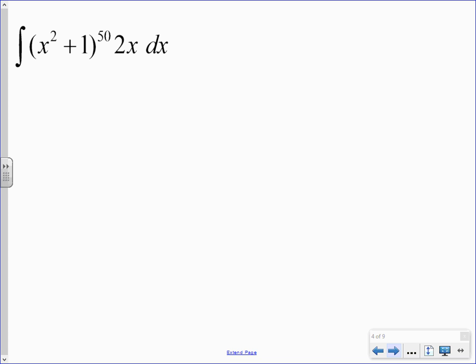So what we can do is our inner function, x squared plus 1, we can let that equal u. Then we're going to take the derivative, and remember we're going to do so like we did in our differential section. So du equals 2x dx. Okay. Is that bringing back some memories from differentials?